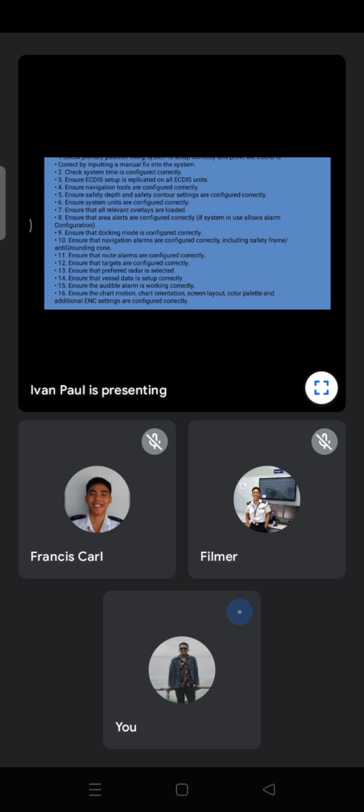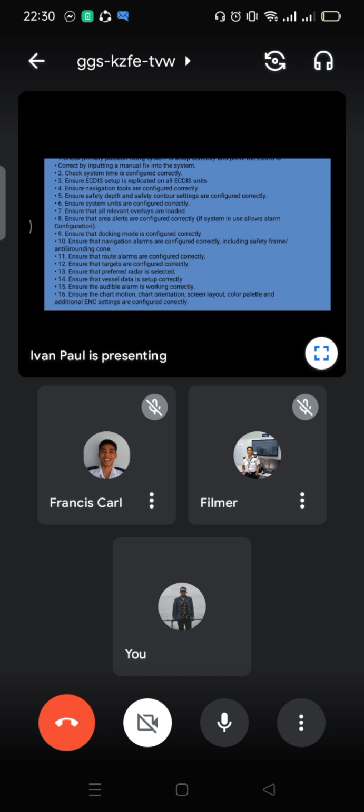Ensure the route alarms are configured correctly. Ensure the targets are configured correctly. Ensure the preferred radar is selected.